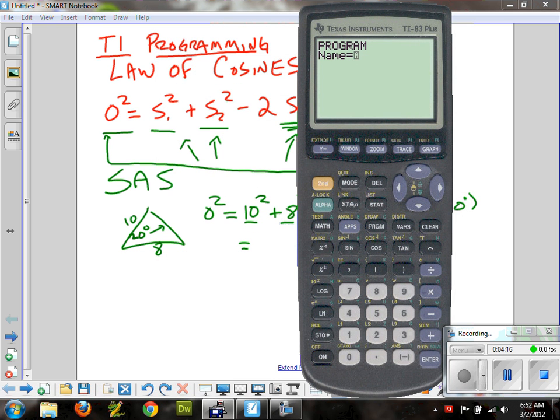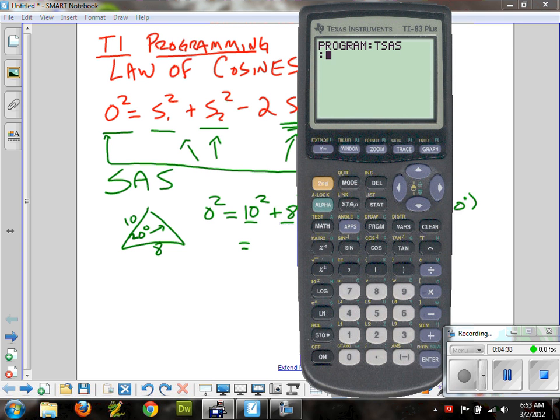What we need to do is give it a name here. Because I already have an SAS program, I'm going to call mine a temporary SAS program, TSAS. All we're doing is naming a program. You can name it anything you want. I suggest side angle side to remind you what this is. The first thing we need to do is ask for the sides.